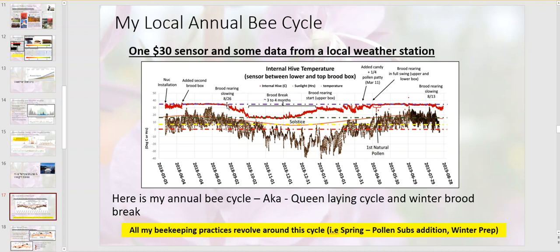Temperature is a lot easier to maintain when the cluster can surround the whole brood nest. It's flat at 35 degrees C. Around the end of August, temperature starts dropping. It flatlines around, say, 15, 17 degrees Celsius. After the solstice, it starts climbing up again. And then the cycle repeats itself.